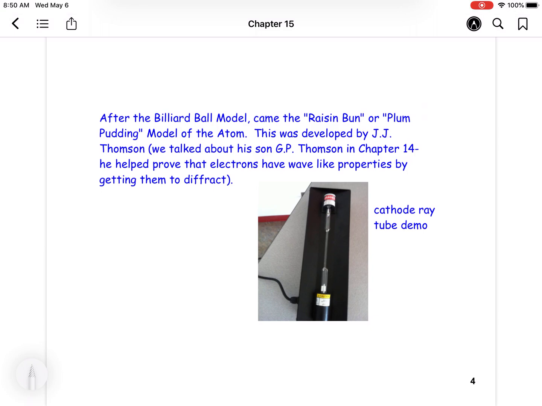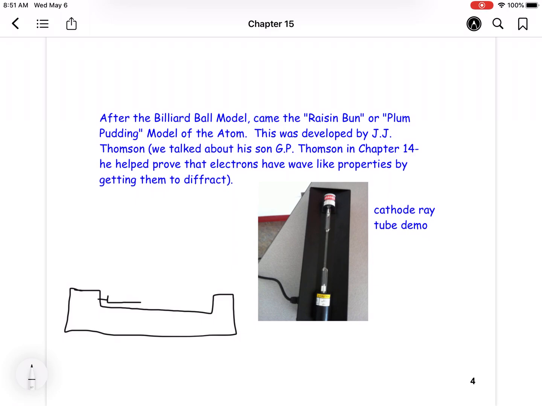The plum pudding model of the atom was developed by J.J. Thomson. This is the first model of the atom that really looks into some science, and it is all based off of cathode ray tubes. If you don't remember cathode ray tubes, just Google a cathode ray tube demo quickly, and if you pull up a video, you'll remember right away. It's basically that box that has two ends like this. I think you guys were all there for me demonstrating this. Stephanie might not have been.